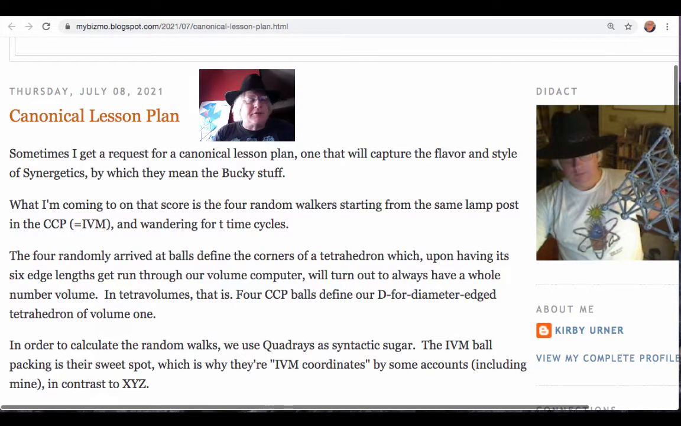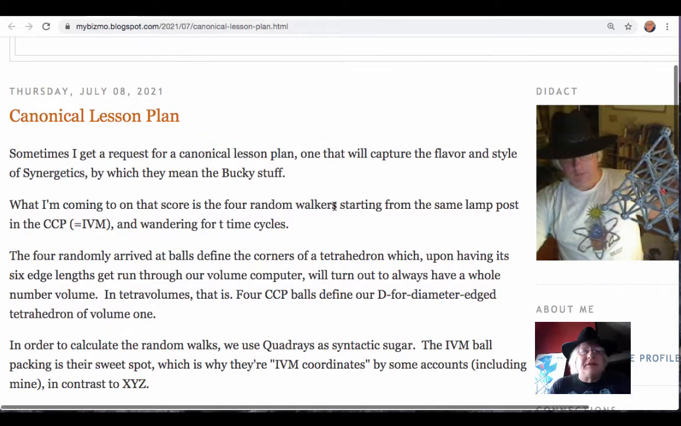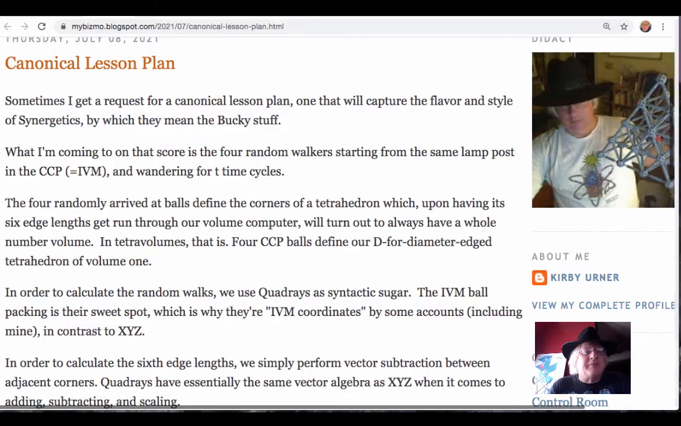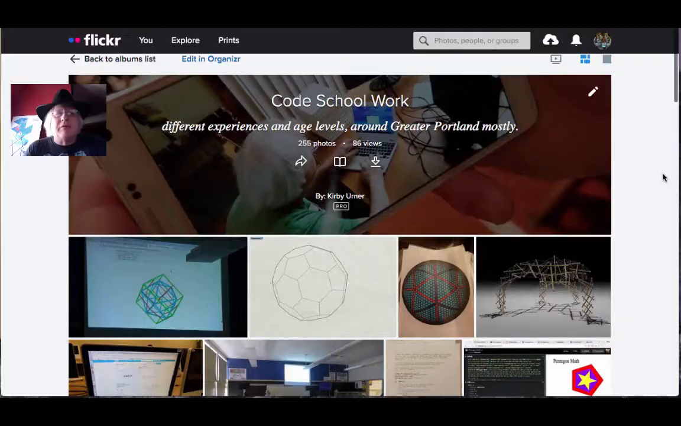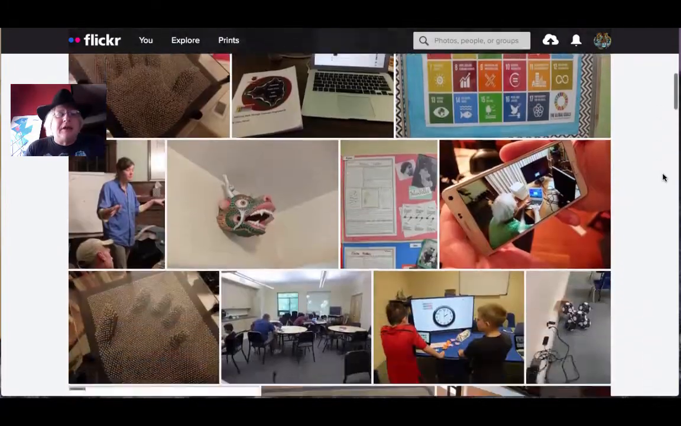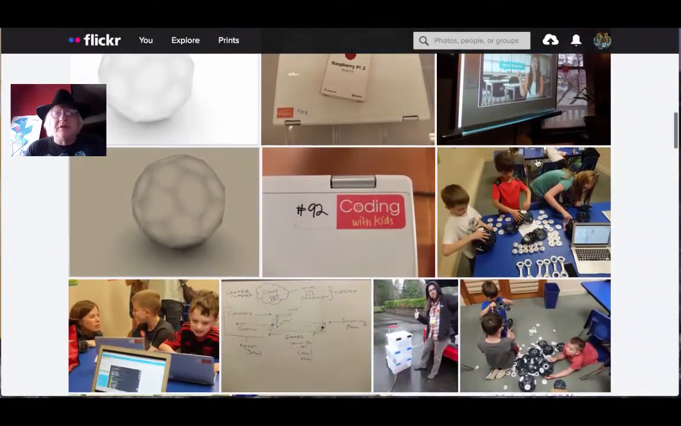My daughters went through Portland Public Schools. We've had a lot of experience with school systems, collectively, individually. And it's part of my background to have taught in a high school, full time. More recently, part time. More recently, I've been popping up around Portland in a company called Coding with Kids. I did that for quite a while.